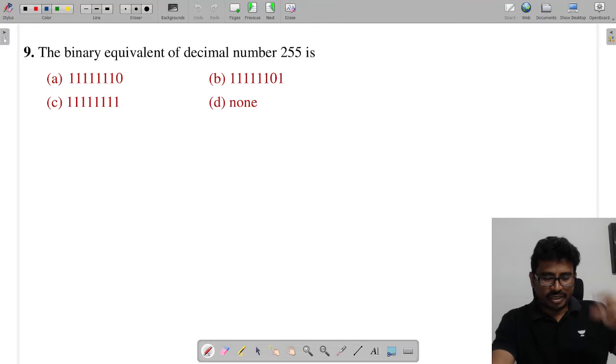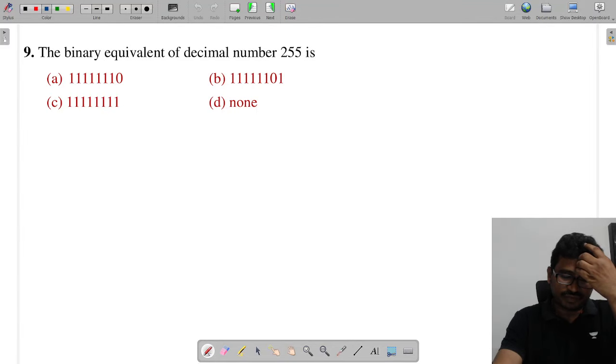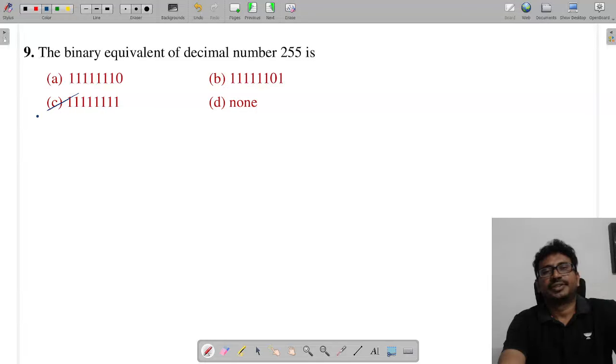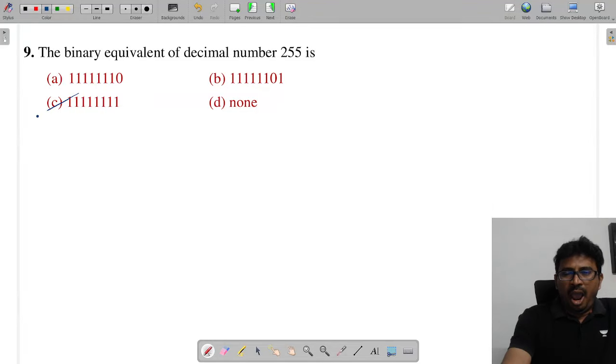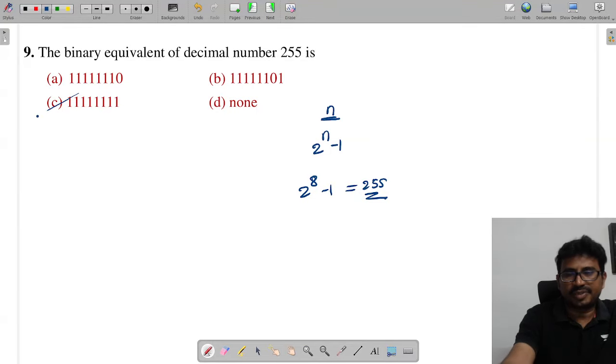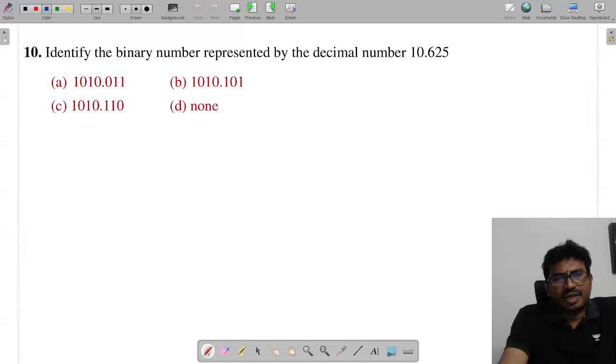Next, the binary equivalent of decimal number 255. This binary value is what? Yes, all ones. If the number of bits is n, the maximum number is 2 power n minus 1. So we have taken 8 bits, so that is 2 power 8 minus 1. So this is 255. So what is it? All ones, simply.